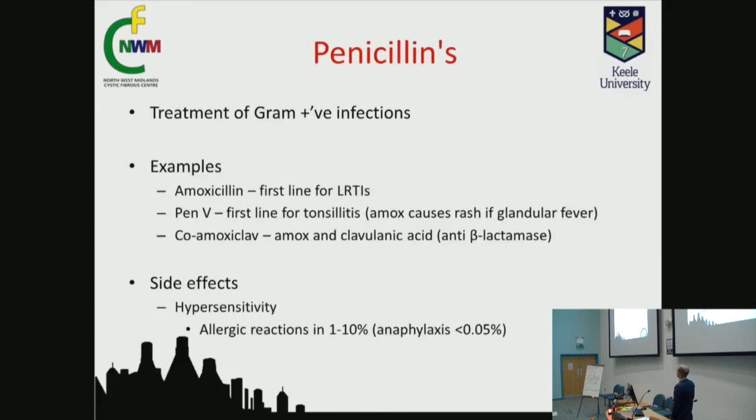I'm very briefly just going to talk in a little bit more detail about the different groups of antibiotics and key things that you need to know. We use loads of penicillins. You'll all have had penicillins. They're very good at treating gram-positive infections. And if you think about the ones that we tend to use, so we use amoxicillin, which is first line for chest infections, for lower respiratory tract infections. Penicillin V is used as first line for tonsillitis.